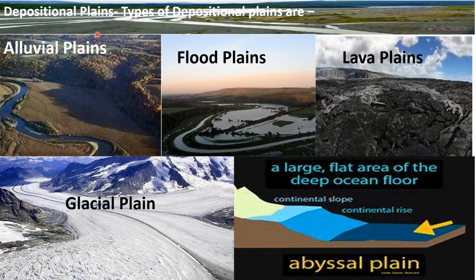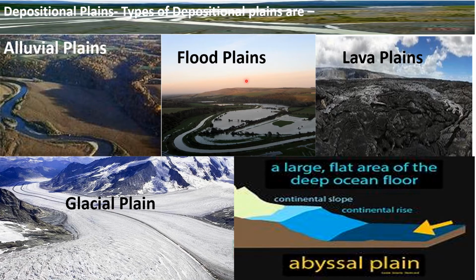Types of depositional plain. So, these are alluvial plains. These plains are formed over a long period of time by rivers depositing sediment on their floodplains. The particles of rocks, which are brought by the rivers, are known as sediments. These are deposited on both the sides of the rivers when they bring alluvial soil.